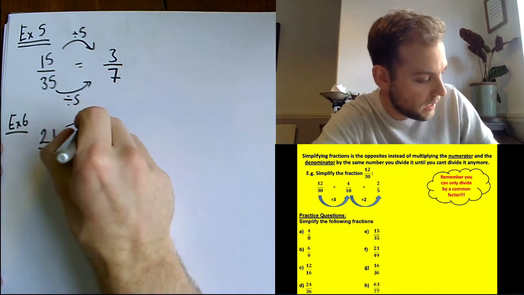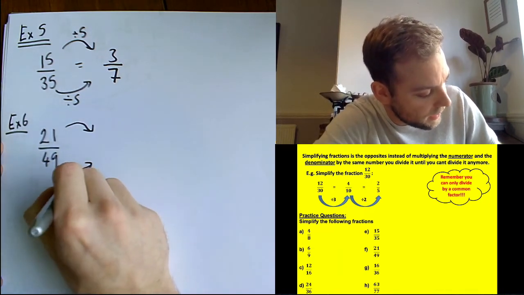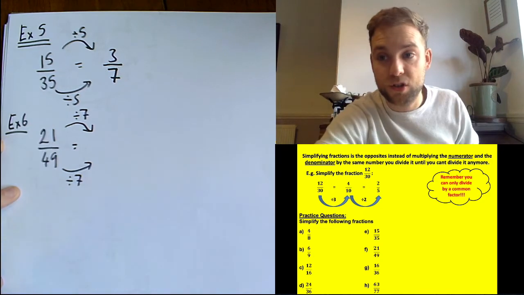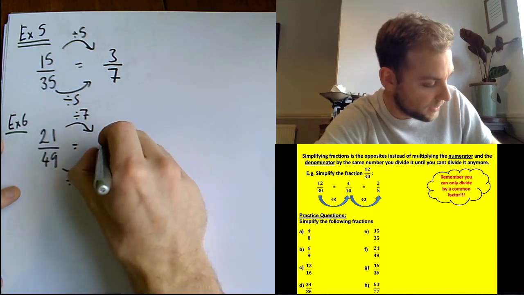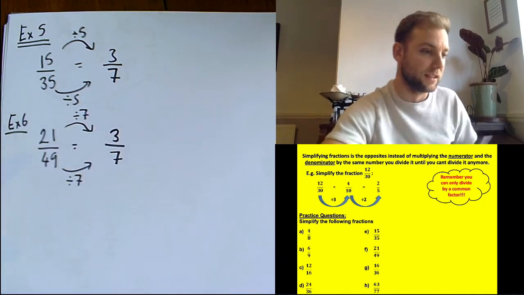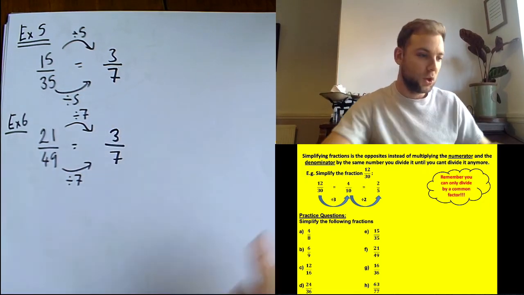So here, I'm dividing by 7 and dividing by 7. And how many times does 7 go into 21? Well, that goes in 3 times. And how many times does 7 go into 49? Well, that goes in 7 times, so that's that one done. Okay, 2 more.